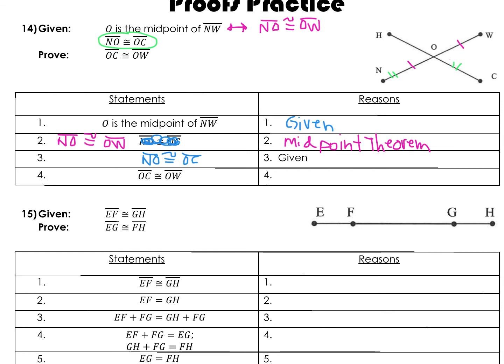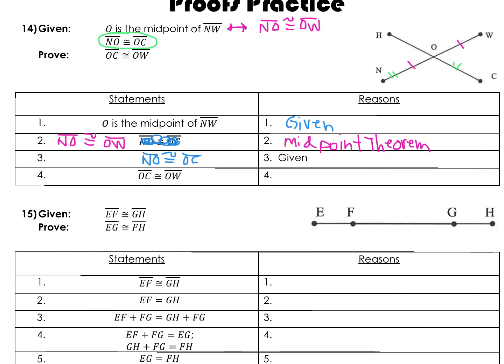Okay, then this was given, right? And so now to go from 2 to 3 to 4, notice the pattern. NO is congruent to OW. We start with NO again is congruent to OC. What we ended up with here is not what we started with. So we cannot use the law of syllogism or the transitive property to get to here.